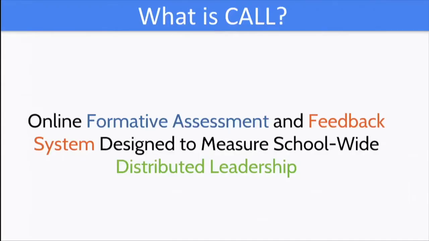We'll be talking about CALL. You've heard a little bit about it already, and how it was used in this project. But just to give you an idea of what it is we're talking about. CALL is an online formative assessment and feedback system designed to measure school-wide distributed leadership. So I tried to squeeze in as much jargon as I could to describe it. Hopefully that was effective, but just to give you a more detailed description of what this is, we'll go through some of the key characteristics.